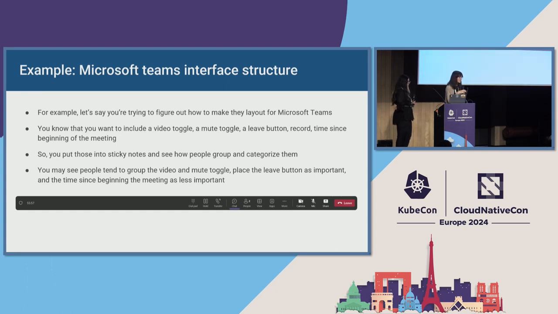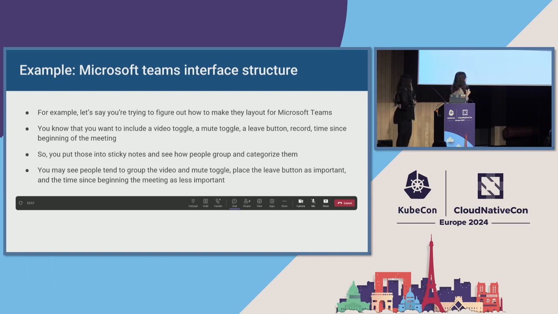So you can write all of these down onto sticky notes or cards and give them to end users and see how they categorize things. So you might get a result like they might group together the mute toggle button and the video toggle button. And they might place an emphasis on the leave button and less of an emphasis on the time since beginning of the meeting. And they might even tell you something like, you're missing a chat feature.